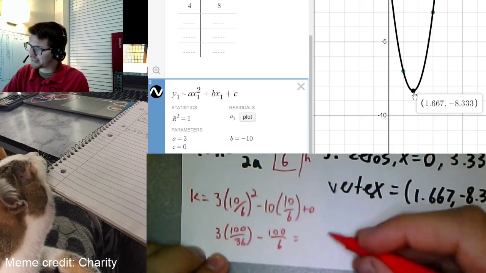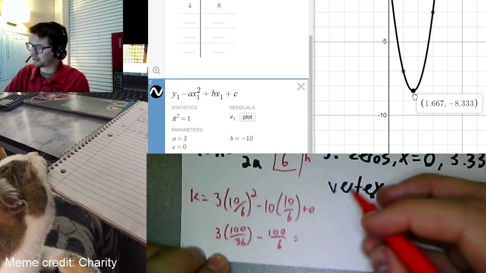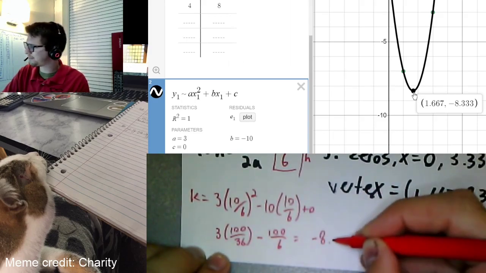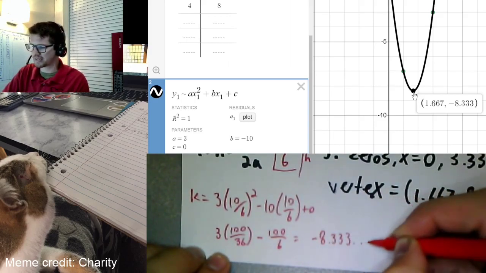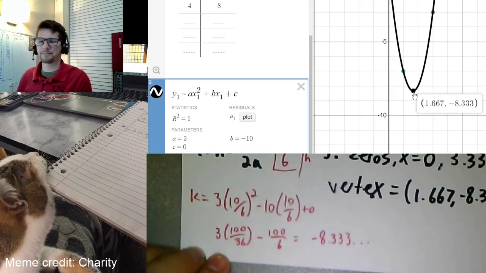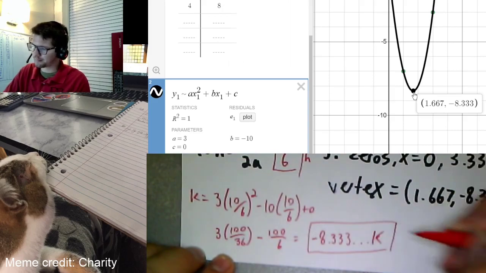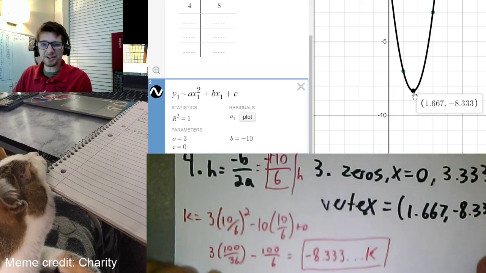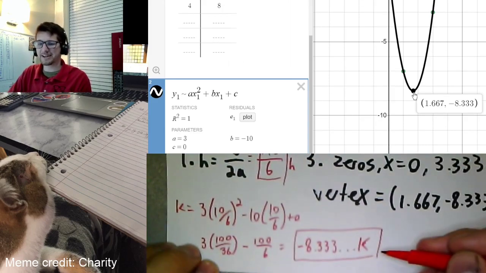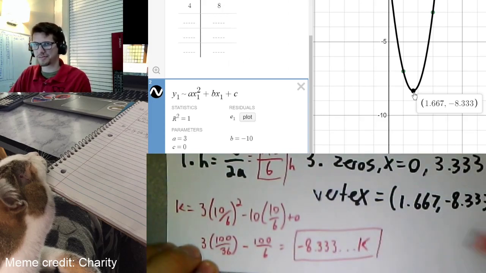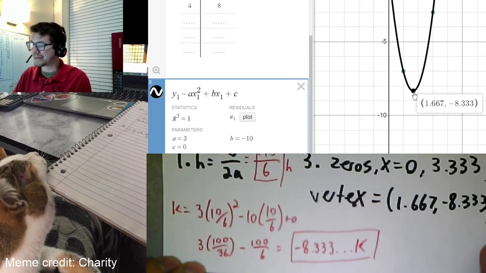So when you put this in the calculator, you end up with a grand total of negative 8.33333 something something something. It just keeps going. So this is my k value. So I have my h, 10 over 6. I have my k, negative 8.33333. And I have my a. My a was 2. No, my a was 3.